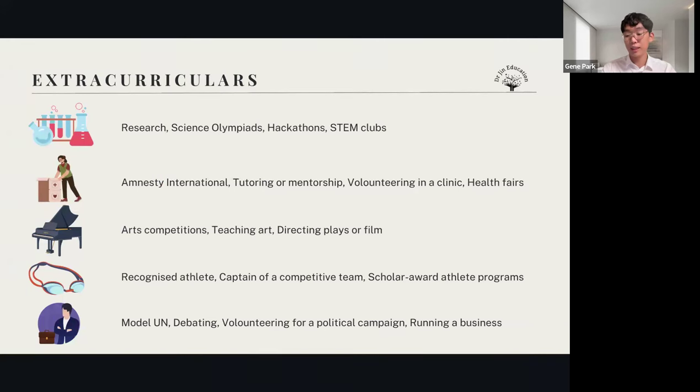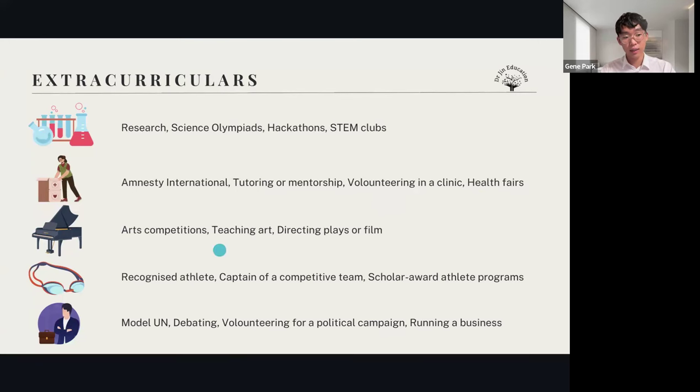STEM extracurriculars in particular are the ones that I'm most familiar with personally, just because I'm in STEM. So that might be personal research that you did independently, science Olympiads, hackathons if you're into programming, or STEM clubs. Volunteering, you might have organizations like Amnesty International. Even tutoring, by the way, is not quite common in the United States for students to do, so I do recommend considering including that in your application if your profile is so inclined. And of course, you can also include volunteering in a clinic or running health fairs.